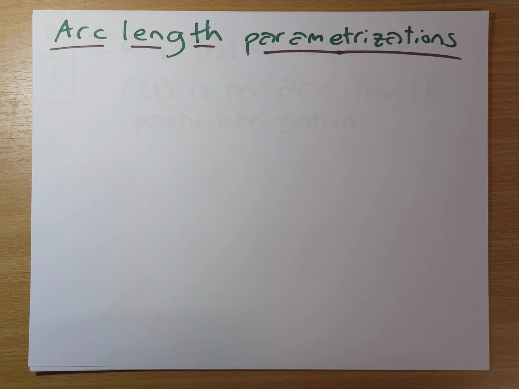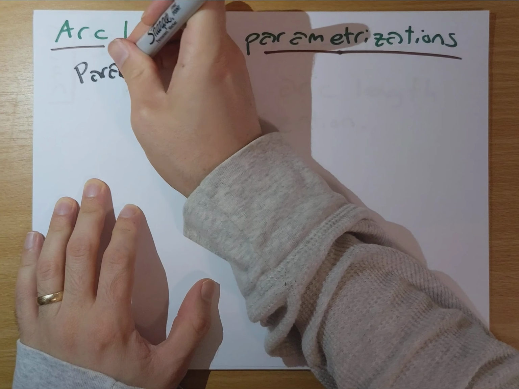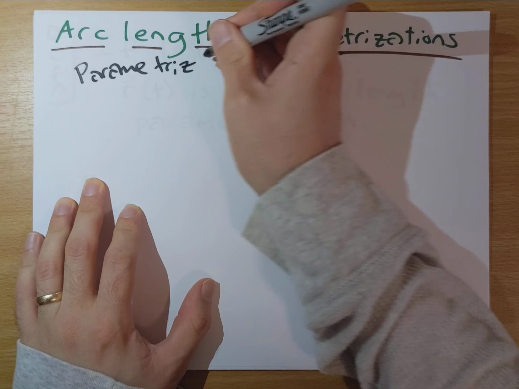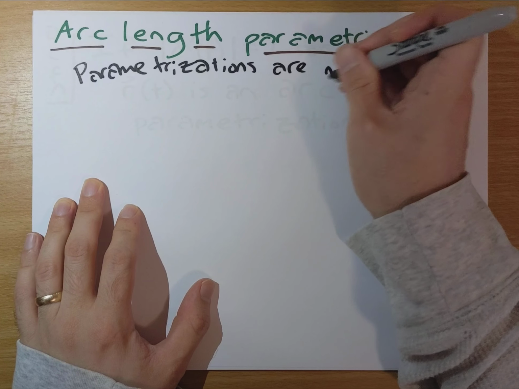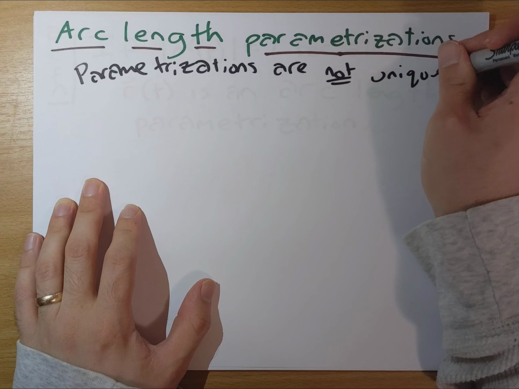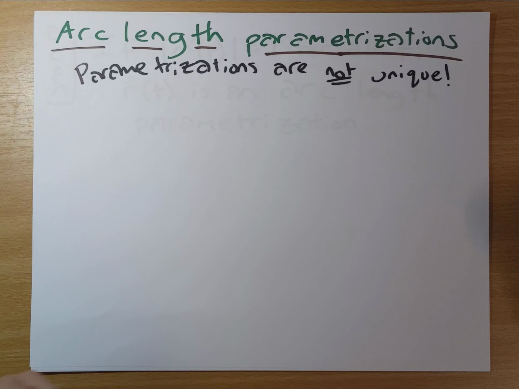This video is about arc length parameterizations and arc length parameters. To motivate this video, I want to make the following observation, which is that parameterizations for vector valued functions are not unique. In general, we can have two different vector valued functions that both trace out the same curve.